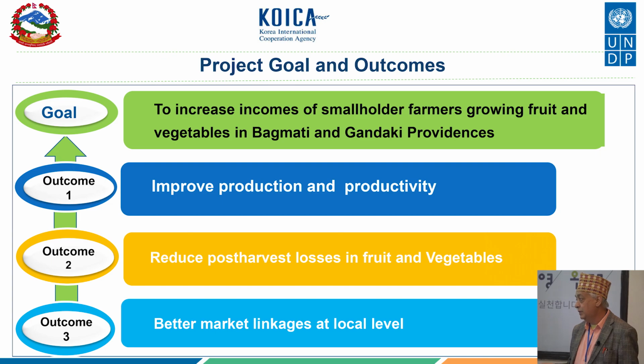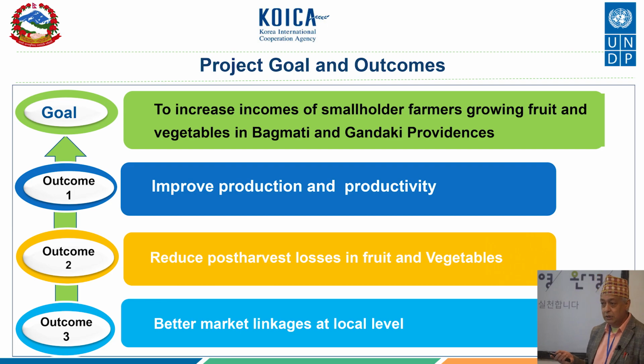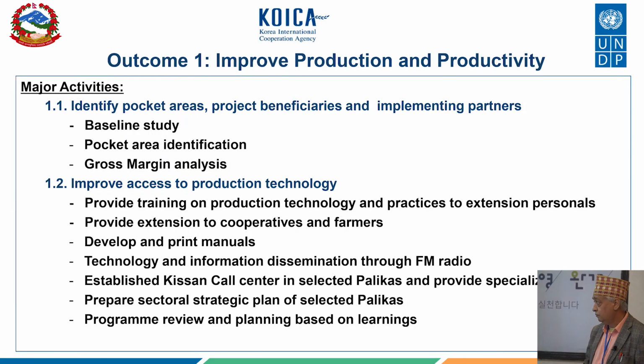The second component is outcome 2, reduce post-harvest loss of fruits and vegetables. That means, again in this case, we are working with those fruits and vegetables which we targeted in our project in the beginning, and better market linkage at the local level. In this context, the project is working with cooperatives and market centers at the local level, so that smallholder farmers can have better market access for their products, especially fruits and vegetables. So these are the major 3 components, or outcomes, we are working with.